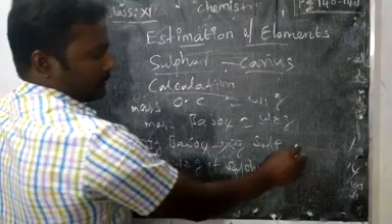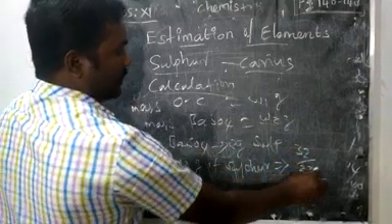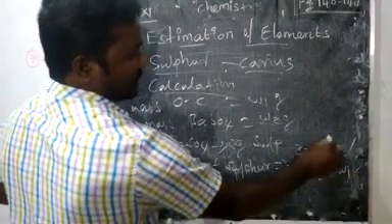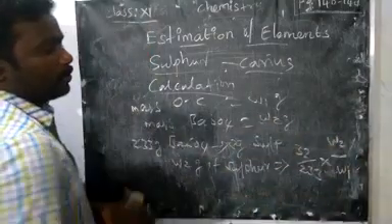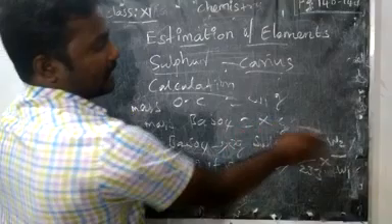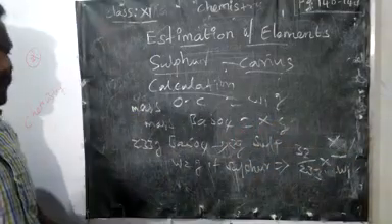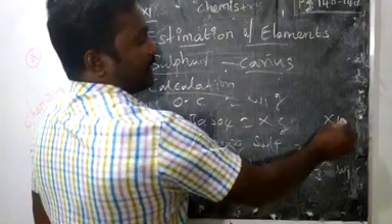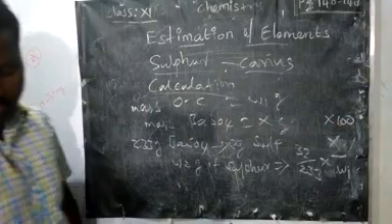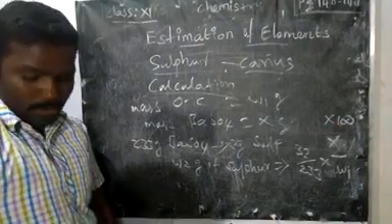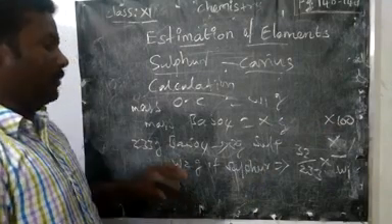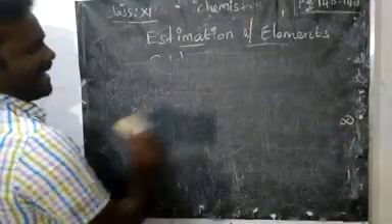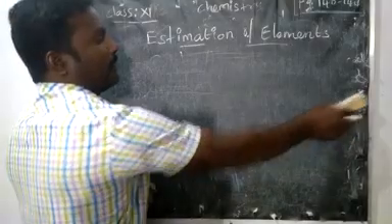See, 32 gram out of 233 means out of W1, how much? W2. Here we can write W2 as X for easy understanding, X gram, right? If you want to find the percentage, we should multiply by 100. So 32 divided by 233 into X by W1 into 100 is the formula to find the amount of sulfur present in the organic compound. This Carius method we usually do with the same procedure.